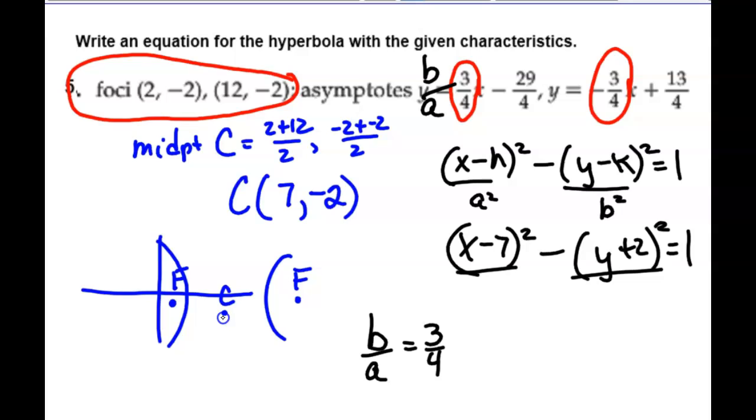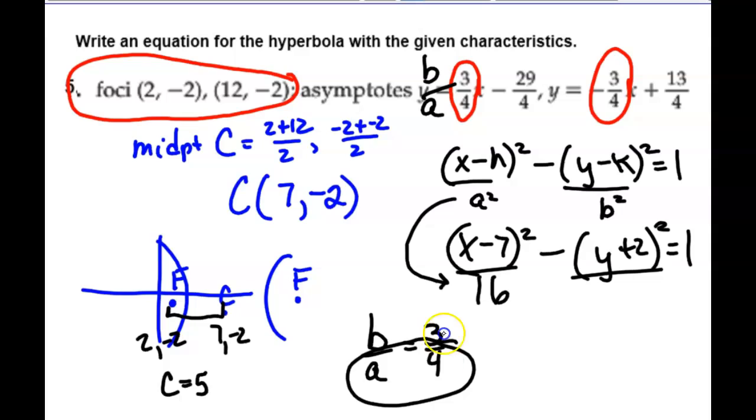what is c? Can anybody help me find c? From the center out to that focus is c. From (7, -2) out to (2, -2), c is 5. I think a and b are probably 3 and 4, don't you? a squared plus b squared equals c squared. I don't think they're doubled or anything if c is 5. So what goes where? Yeah, this is supposed to be a squared, which would be 16, because a is 4. b is 3, so this would be 9. Could you handle that one on a quiz?